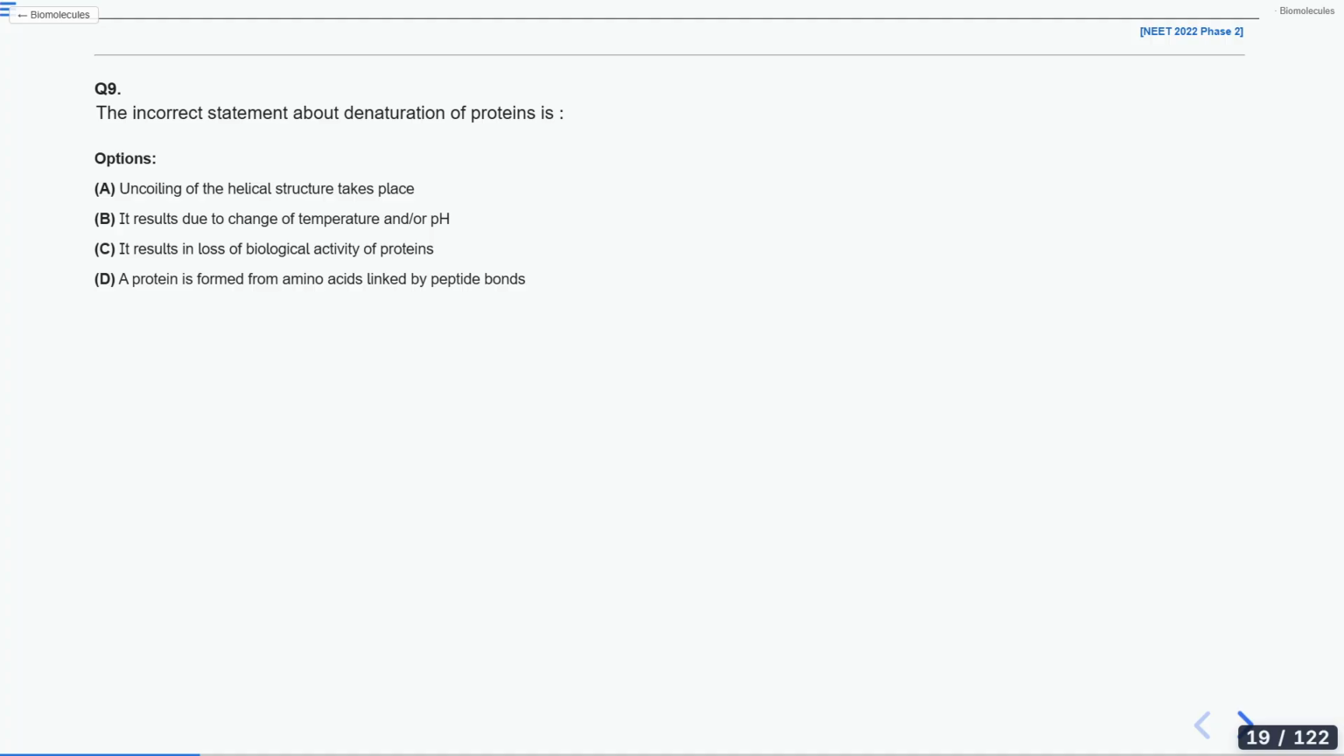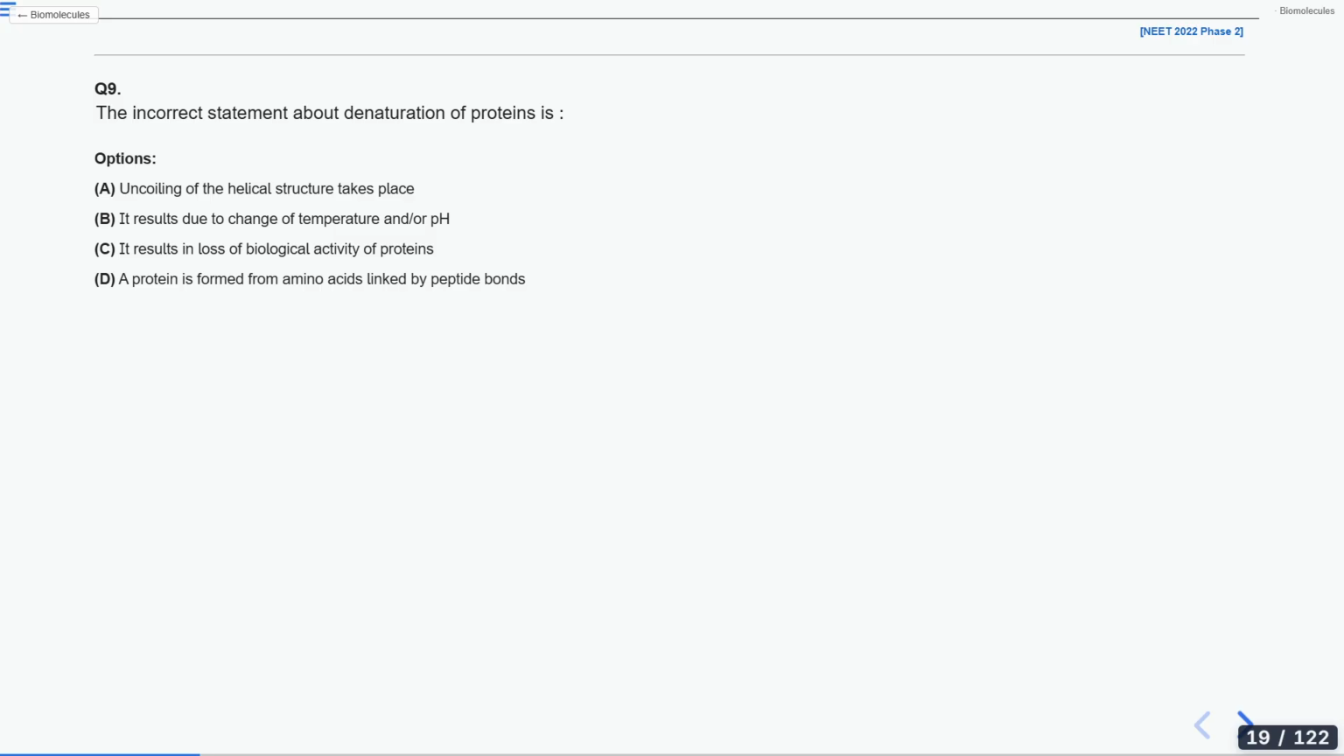So I am getting answers here. Irfana is telling D, Manibharti is telling D. Okay. Anand Valli is telling C is the correct answer. Nithyashri is telling D. Surabhi is telling D. Shafana is telling D. Okay, so most of you are telling that D is the correct answer. First of all, looking at the first statement, is it correct or not? Uncoiling of the helical structure takes place. Yes, it is true. So the quaternary, secondary and tertiary structures, they are destroyed.